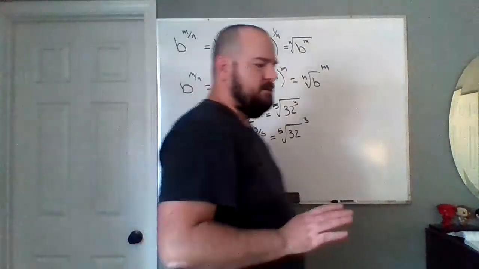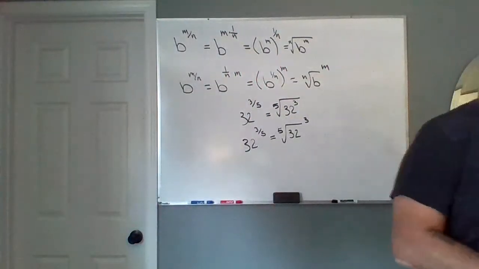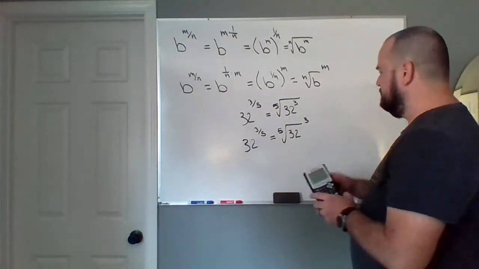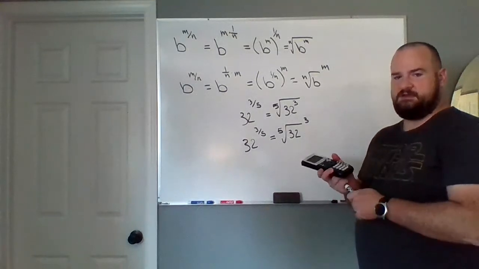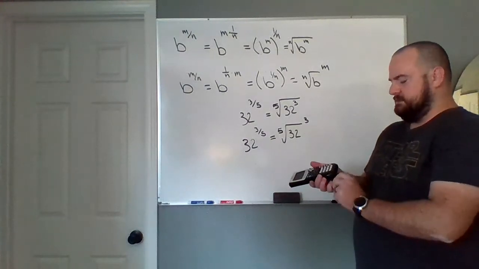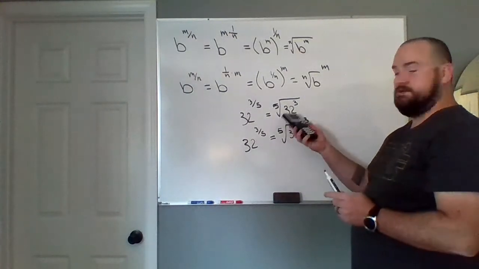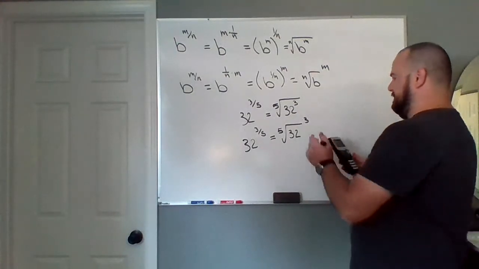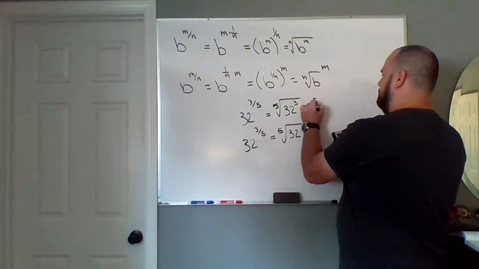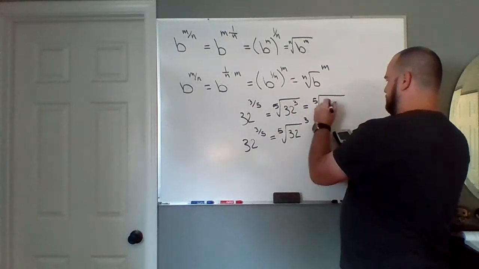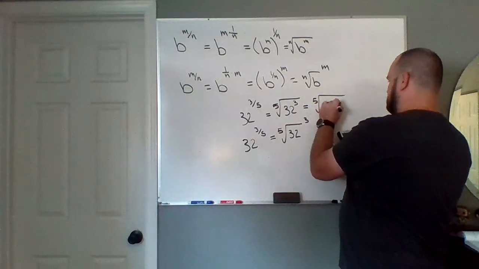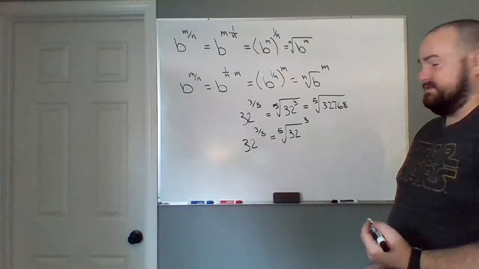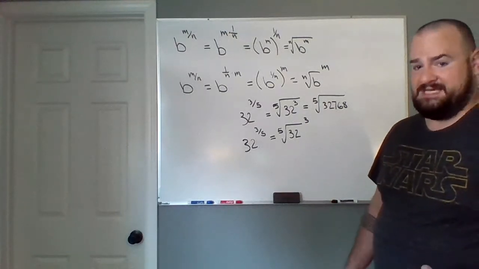So, if we grab our calculators, because these are going to be big numbers, I just want to evaluate the first thing on each of these. So, what is 32 to the 3rd power? Well, 32 to the 3rd power gives us 32,768. I don't know what the 5th root of that is. I have no idea even where to begin.